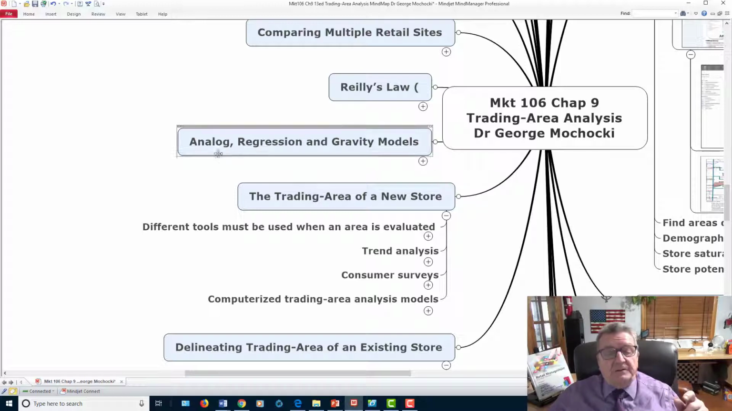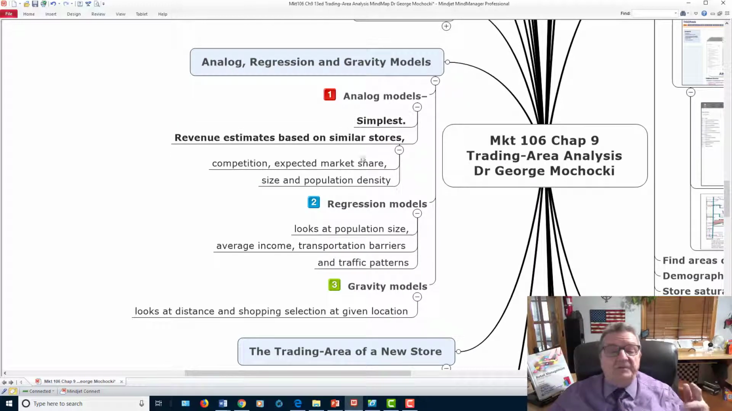Now you look at analog, regression, and gravity models. Analog is the simplest. You compare one store to another, or you compare different markets, and you're looking at, okay, here's the demographic, here's the sale, very general information. It doesn't tell me I'm going to be successful, just general.